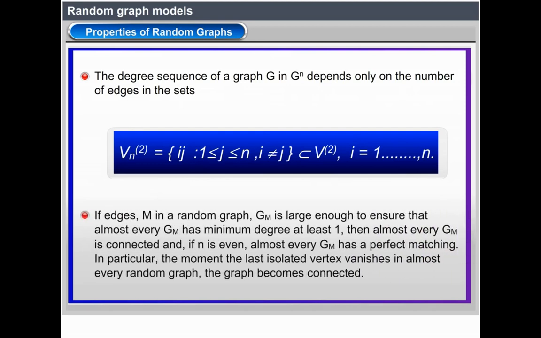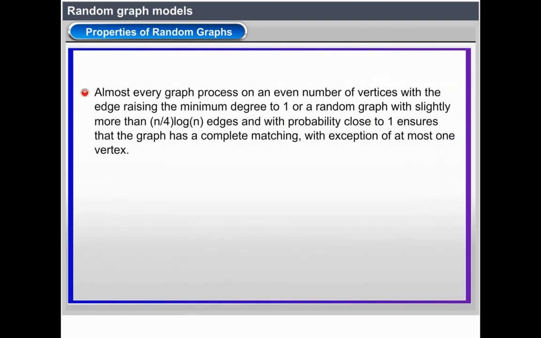If the number of edges m in a random graph G_m is large enough to ensure that almost every G_m has minimum degree at least 1, then almost every G_m is connected, and if n is even, almost every G_m has a perfect matching. In particular, the moment that the last isolated vertex vanishes in almost every random graph, the graph becomes connected. Almost every graph process on an even number of vertices with the edge raising the minimum degree to 1, or a random graph with slightly more than (n/4) log n edges and with probability close to 1, ensures that the graph has a complete matching with the exception of at most one vertex.